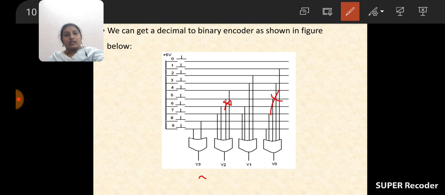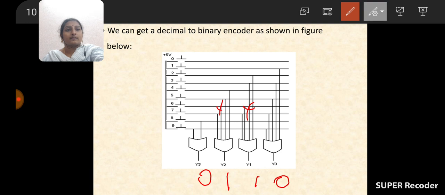So we are getting 0, 1, 0, 1. Okay. Next, coming to 6: for 6, Y2 is connected and also Y1 is connected, and Y0 is not connected. So we are getting 0, 1, 1, 0.